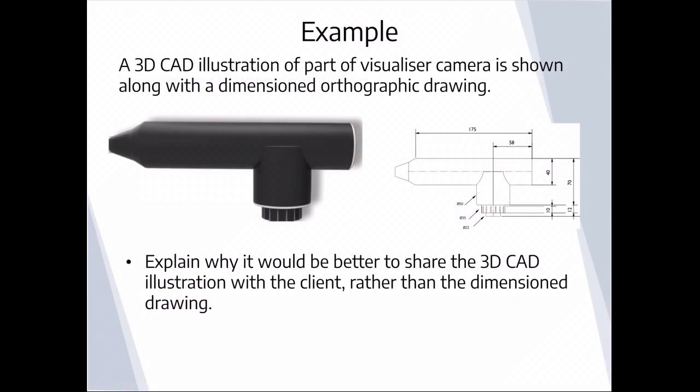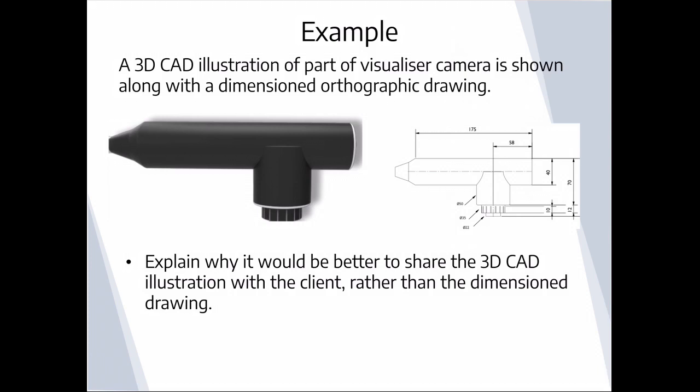Let's now look at an example of a 3D CAD illustration of a part of a visualizer camera, but it's also shown alongside a dimensioned orthographic drawing. So what we have is a promotional graphic on the left and a production graphic on the right. First of all, let's consider the question below. Explain why it would be better to share the 3D CAD illustration on the left with the client rather than the dimensioned drawing. Take a minute to consider this and unpause the video when you're ready to continue.